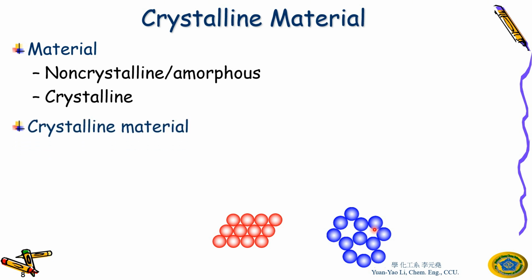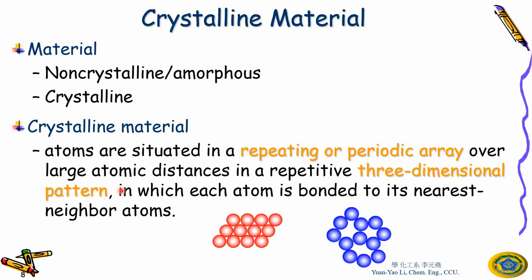So for the crystalline material, the atoms are situated in a repeating or periodic array over a large atomic distance, in repetitive 3-dimensional patterns. 3-dimensional means what? X-axis, Y-axis, and Z-axis. They all repeat over a long distance.